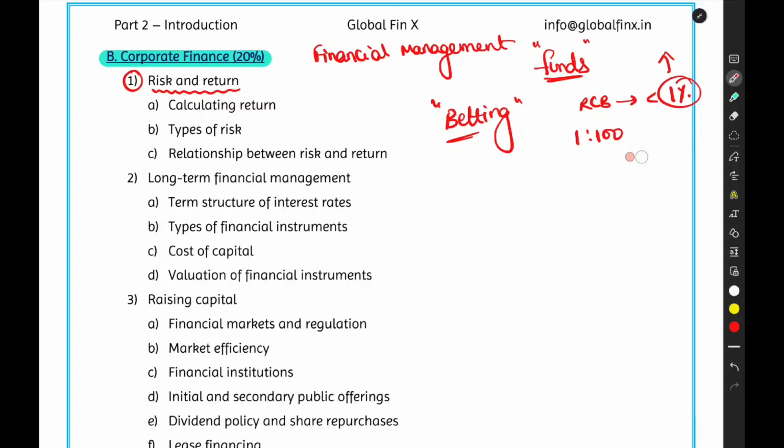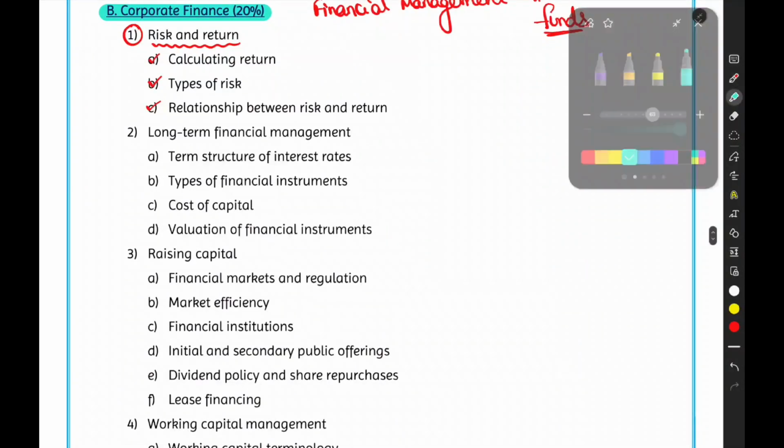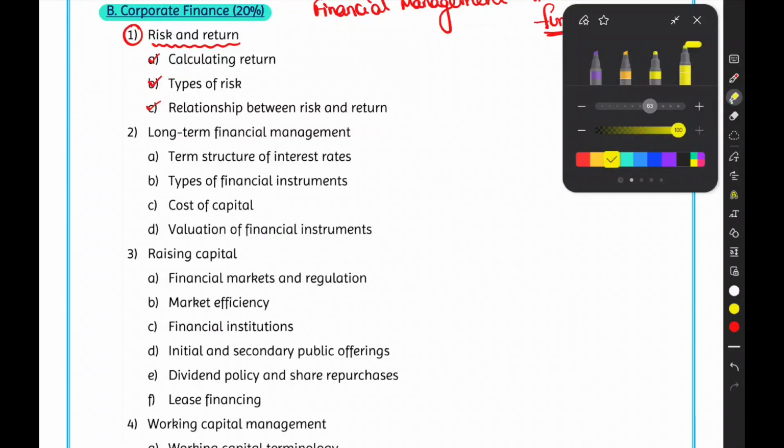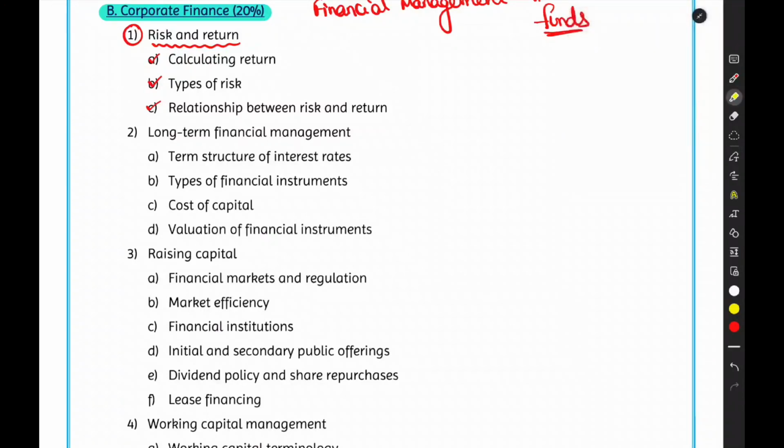So we are going to understand the risk return relationship. We are also going to understand the different types of risk in business, for example credit risk, foreign exchange risk, interest rate risk, market risk, competition risk, systematic risk, and unsystematic risk. We are going to talk about how to calculate the return on an investment and the relationship between risk and return. That is unit 1 of Section B.